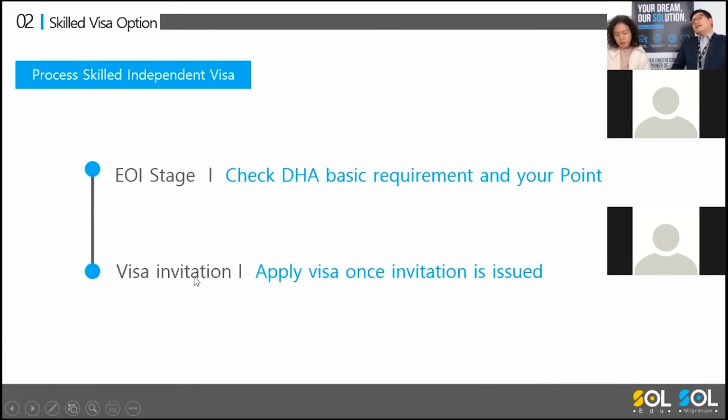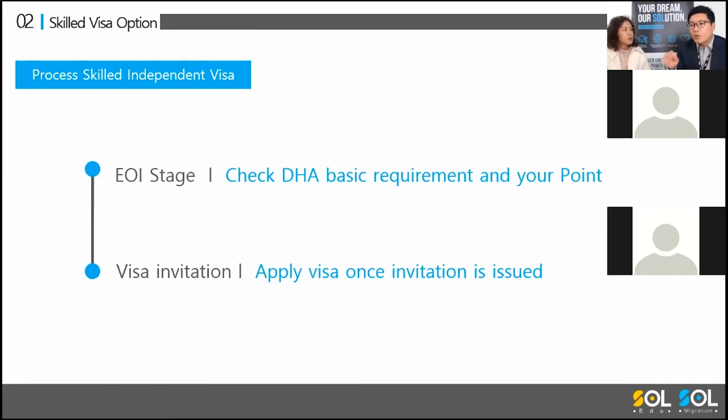So the 189 skilled independent visa has two separate stages. Once you have met all the requirements from the Department of Home Affairs, which I mentioned: the age, skill assessment, and points, then you can start the 189 EOI. EOI is an expression of interest, where you register your details on the immigration website called SkillSelect. Right. Okay. So you express your interest.